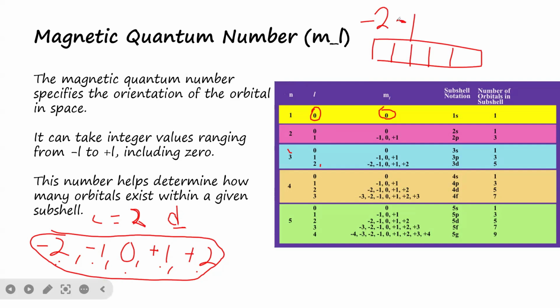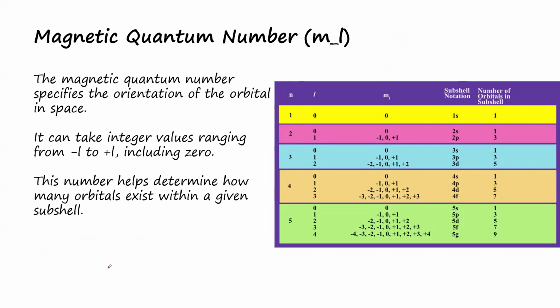And then the third one has 0, the fourth one has +1, and the last one has +2. So this is how we are going to have it: -2, this is the -1, this is the 0, this is the +1, and this is the +2. So these are the 5 subshells we have for the d orbital.